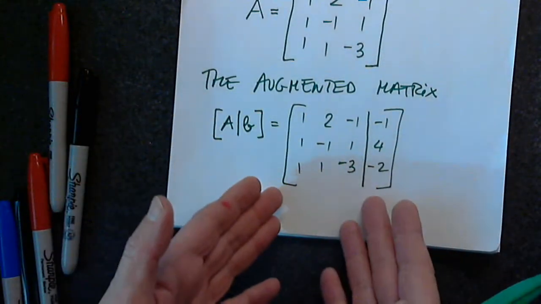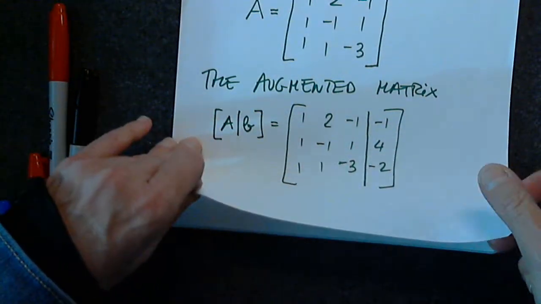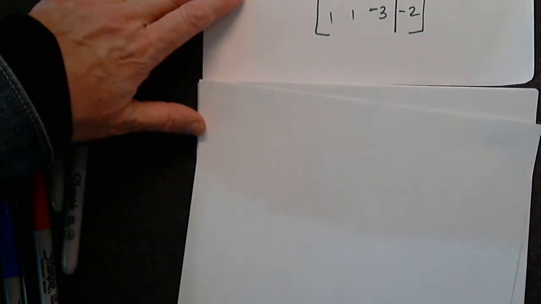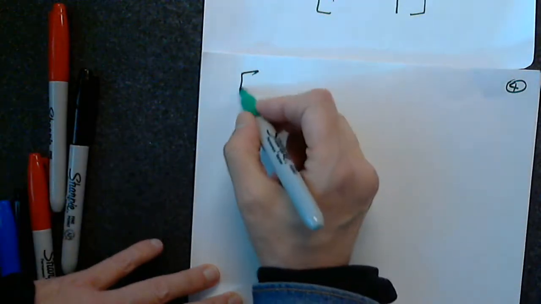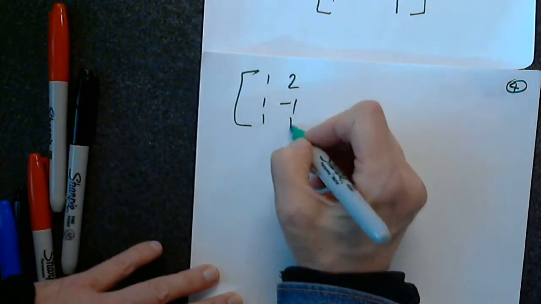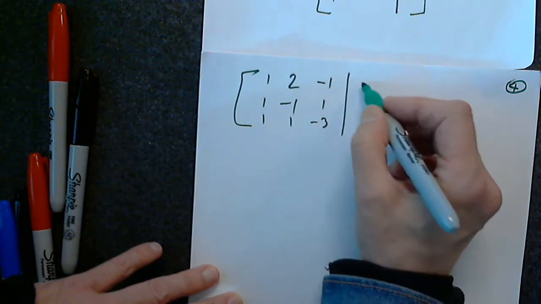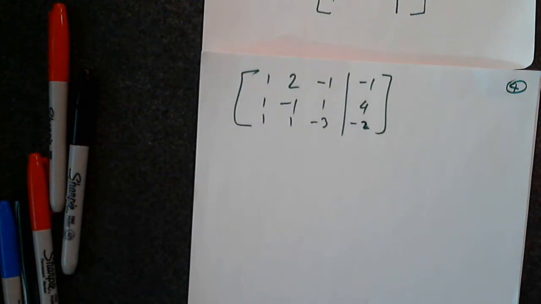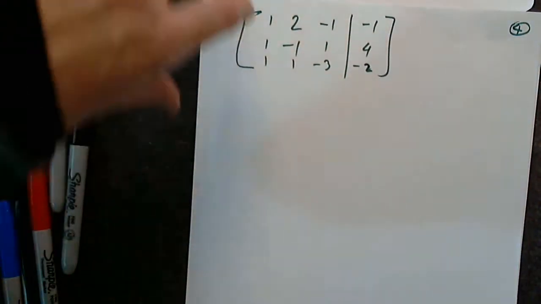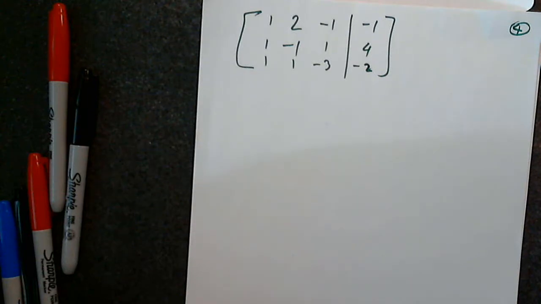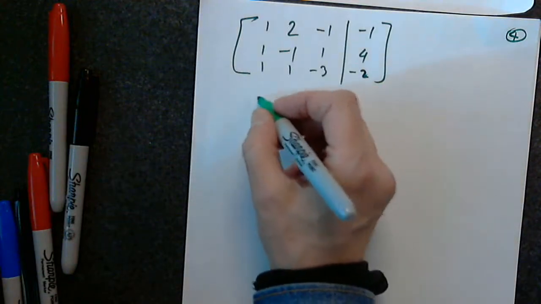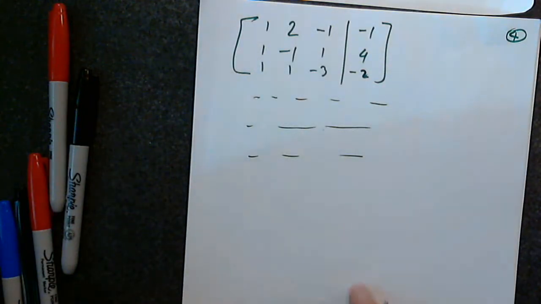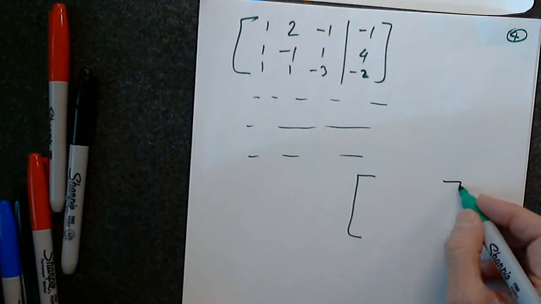Okay, so now what are we going to do with this? Here is the idea. I'm going to copy it one more time because I went to this next page. So here's what I want to do. I would like to perform some operations that I will talk about in a minute. I would like to perform some operations on this augmented matrix. And when I finish all those operations, I would like the augmented matrix to look like this.